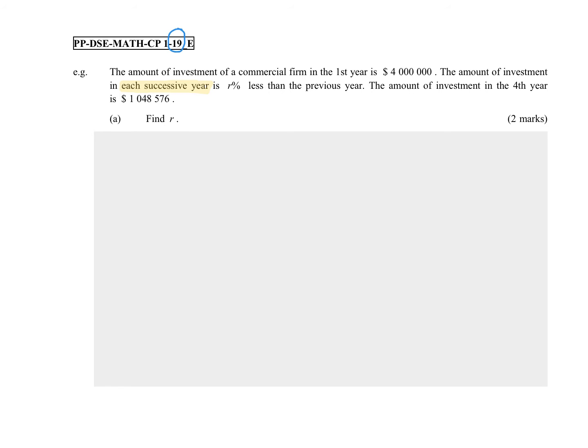So the amount of investment in the fourth year would be 1 million something. So find out R. Of course, in part A, we need to make use of 4 million, and then R% less than, so that's why 1 minus R%. As for the power, from the first year to the second year, we need 1 year, and from the first year to the fourth year, the number of years in between will be 3 years.